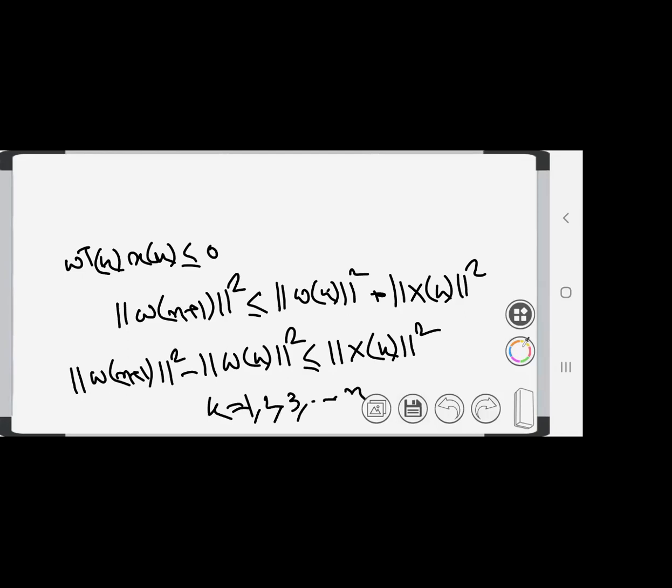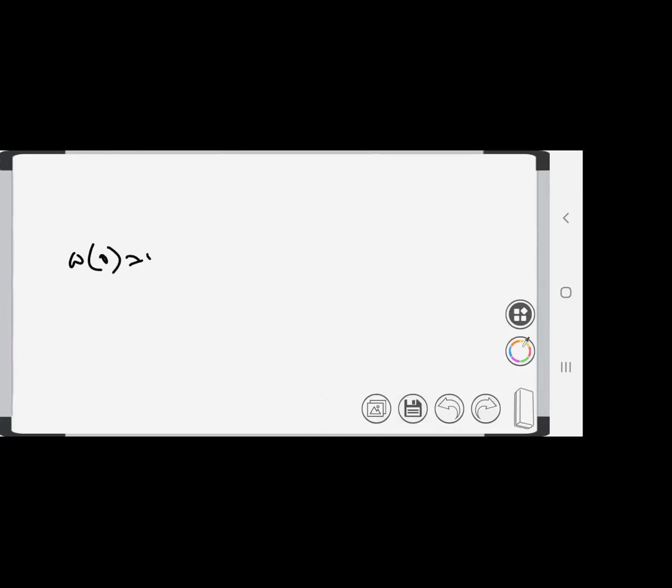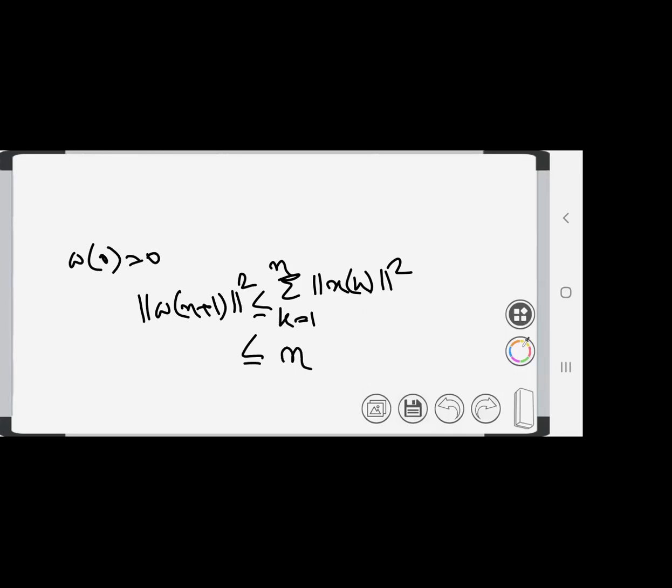Adding these inequalities for k equal to 1 to n, and invoking the assumed initial condition, that is we consider w0 equal to 0, we get an inequality of the form mod of W n plus 1 square is less than or equal to the summation of k equal to 1 to n of mod of x k square. Which can also be written as less than or equal to n beta, where beta is a positive number, and it is nothing but the maximum value of mod of x k square, where x k belongs to the training vector h1. Okay, clear up to now?